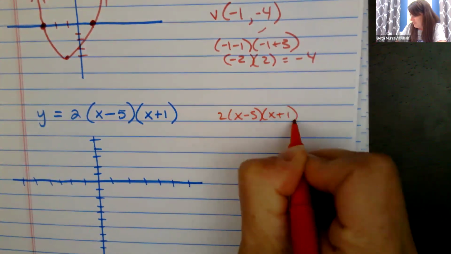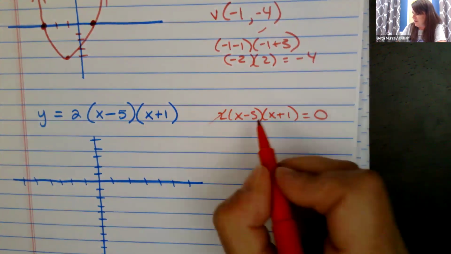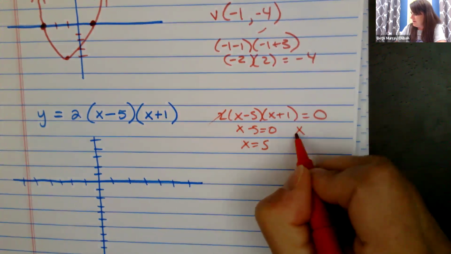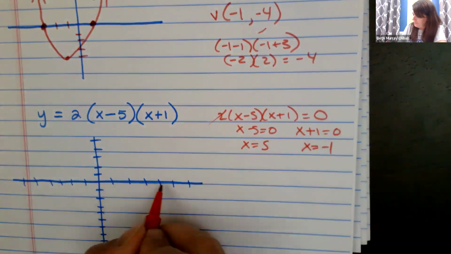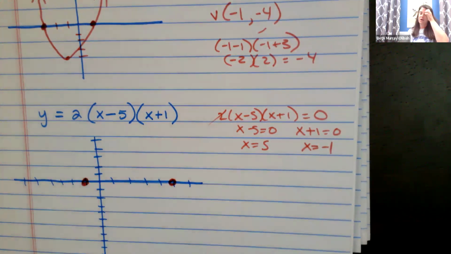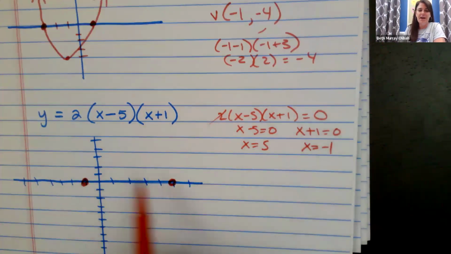Once you get the hang of this, you don't really need to show this work. 2 can never equal 0, so I can ignore that. X minus 5 equals 0 when x is 5. X plus 1 equals 0 when x is -1. So 5 and -1 are my two x-intercepts. Again, I know this opens up, and my vertex must be halfway in between, which would be at +2.